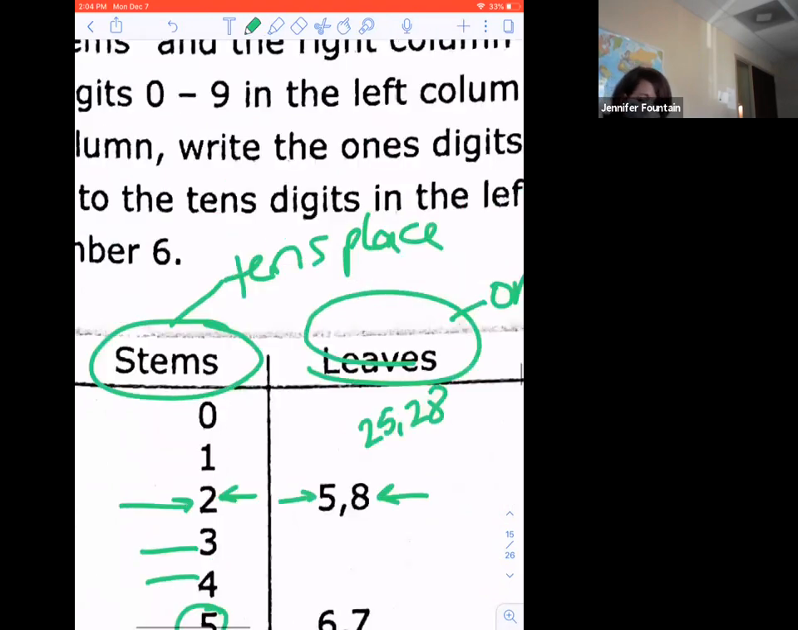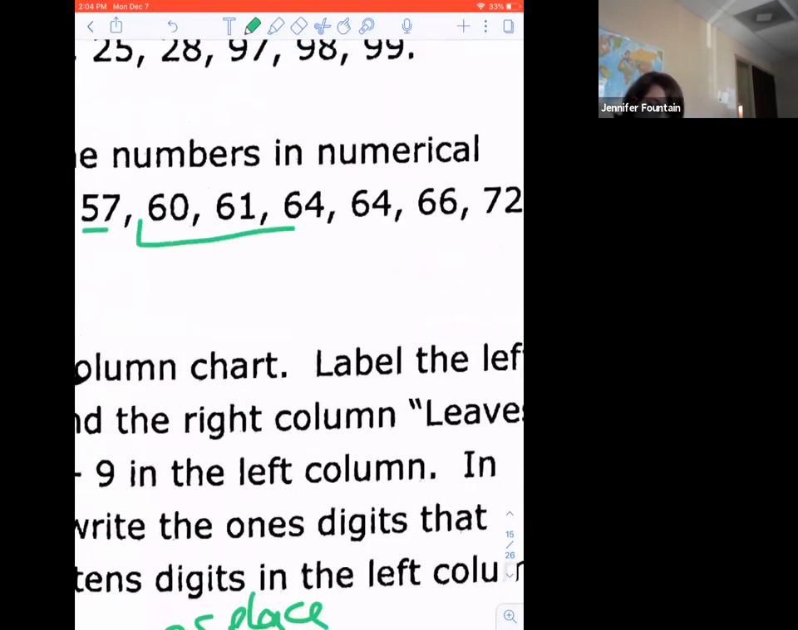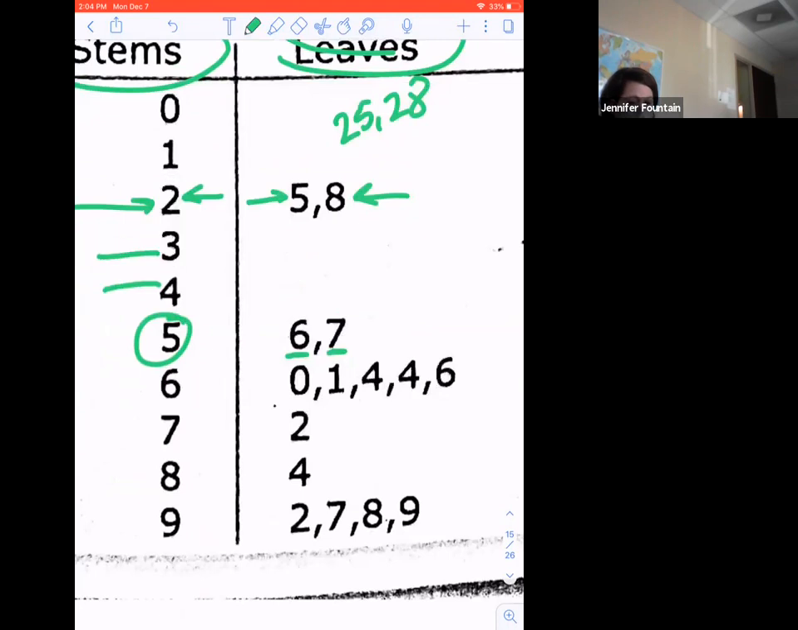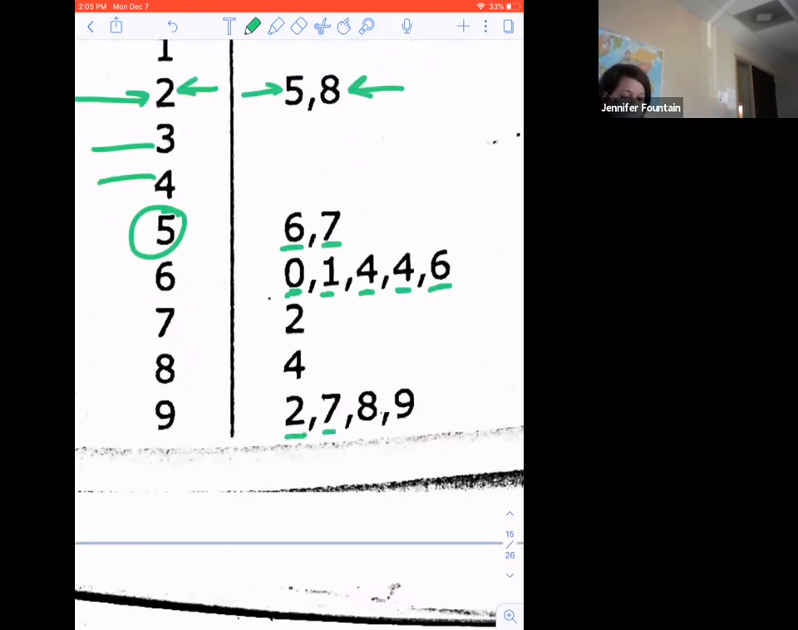Now, let's look at our 60s. Here I've got 60, 61, 64, 64, and 66. So notice when I write those out, my stem is 6, and I have a 0 for 60, a 1 for 61, a 4 for 64. Notice I repeat the 4 because I have two 64s, and then a 66. Then I have 72, 84, then I have 92, 97, 98, 99. So my stem is representing the tens column and my leaves are representing the digits in my ones column.